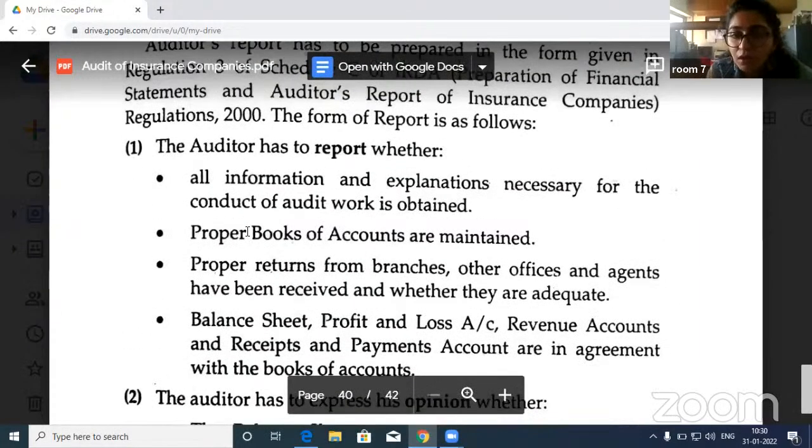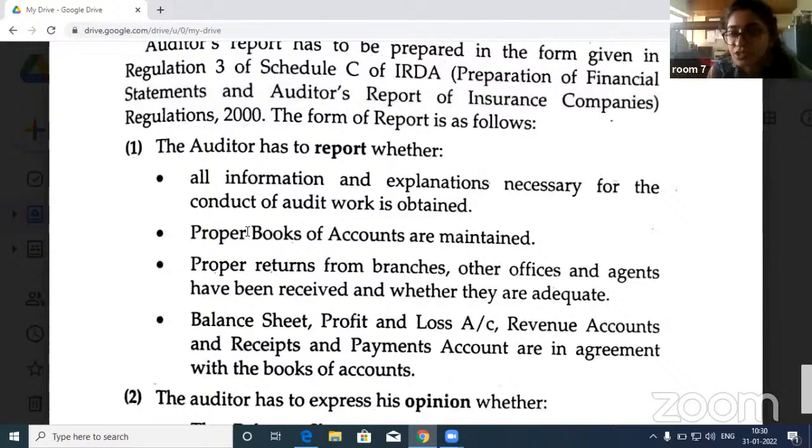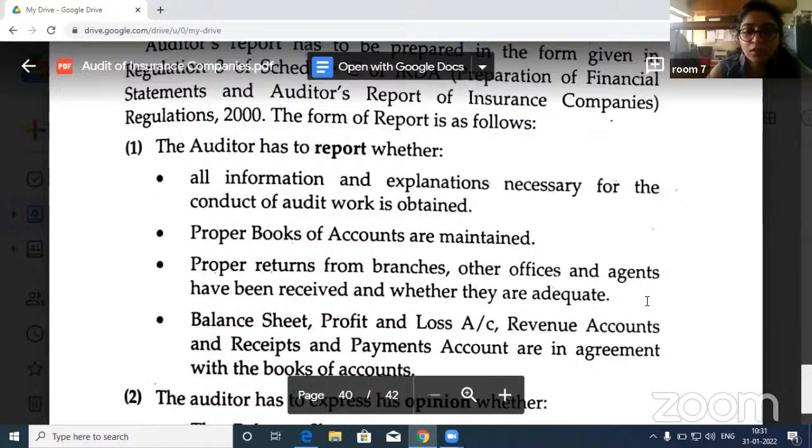What all will be in the report? All the information and explanation which is necessary for conducting audit work. Next, proper books of accounts are maintained or not maintained. You will report that also. Proper returns from branches, office, and agents have been received and they are adequate. Meaning whether the documents are proper or not, you will report that. Balance sheet, P&L, revenue account, whatever you checked in the books of accounts, whether it was true and fair or not. Okay. You have to show this in the report, in detail.